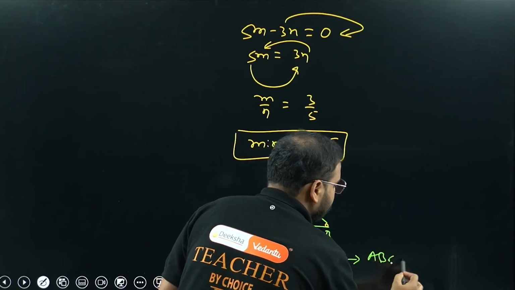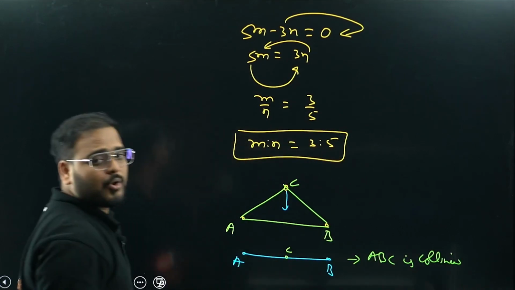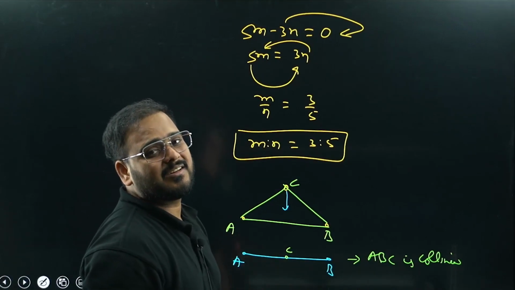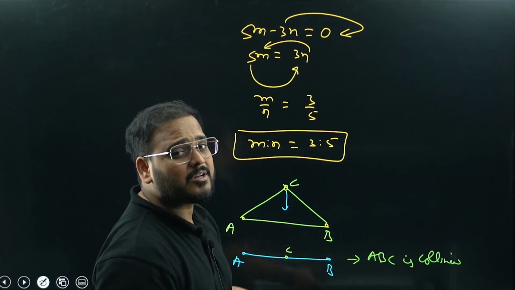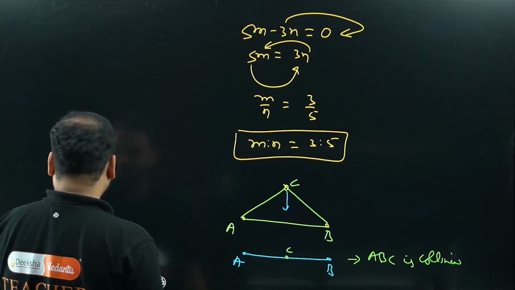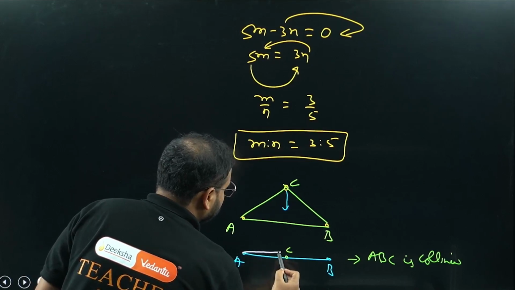ABC is collinear. Yes or no? ABC is collinear. If they're collinear, are they forming a triangle? No, it's a straight line, sir. It means what? The area of a triangle will be 0. Right before this, let's say right before the point C touches the line AB, it will form a triangle like this, right? Please check.